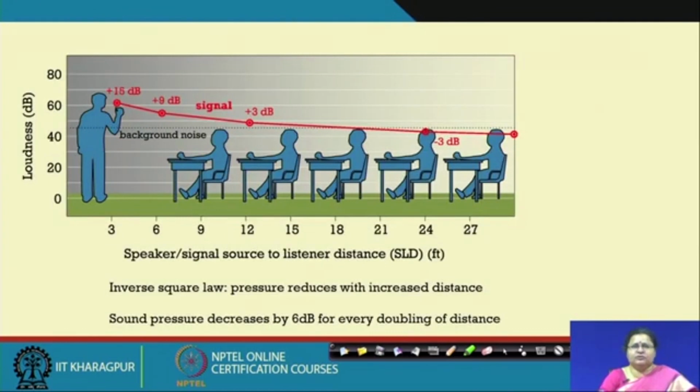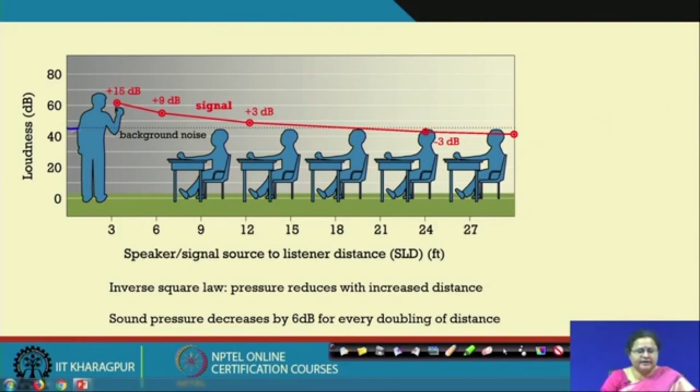So, let us now see this picture, through our earlier understanding. It was told by Professor Bhattacharya, the inverse square law. You know that sound pressure reduces with increased distance, and for every doubling of the distance the sound pressure decreases by 6 dB. See here, the background noise has been set at around 45 dB, where you see the background noise level.